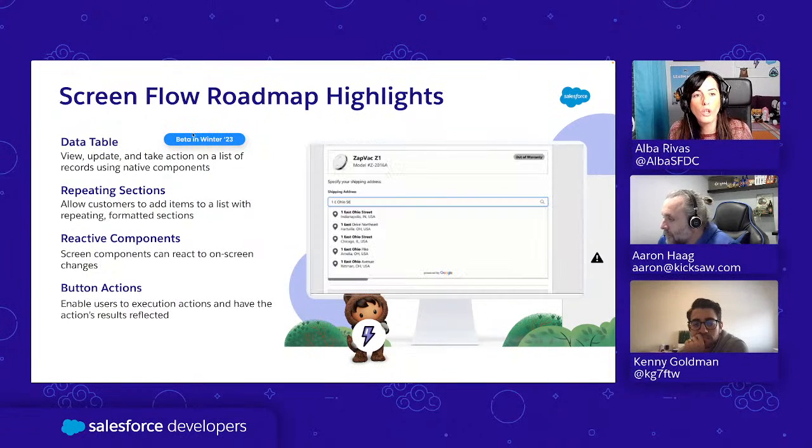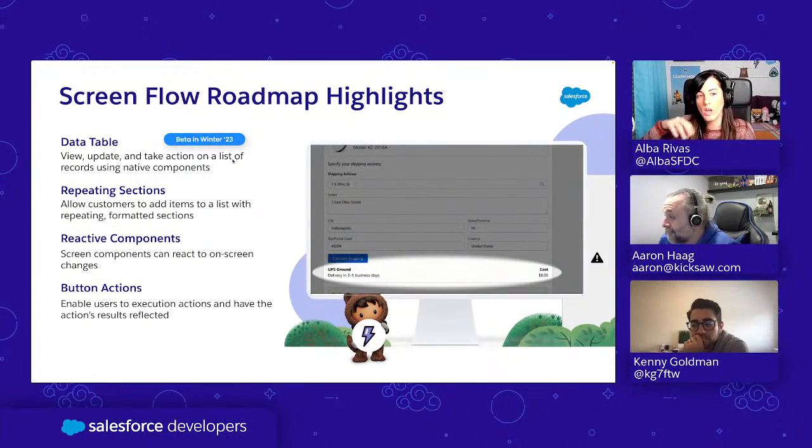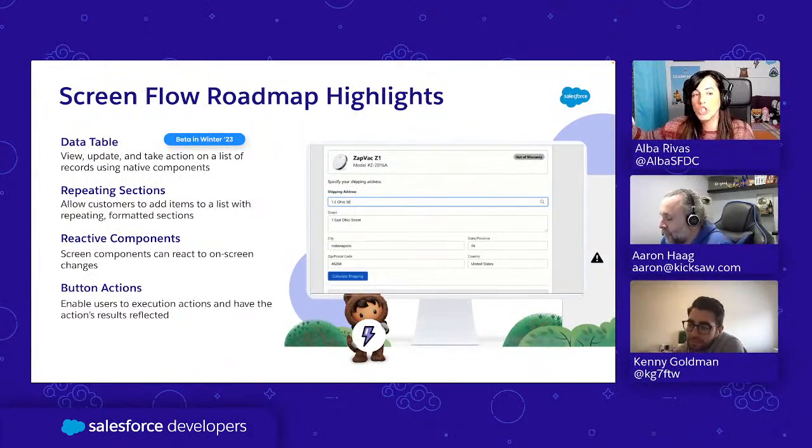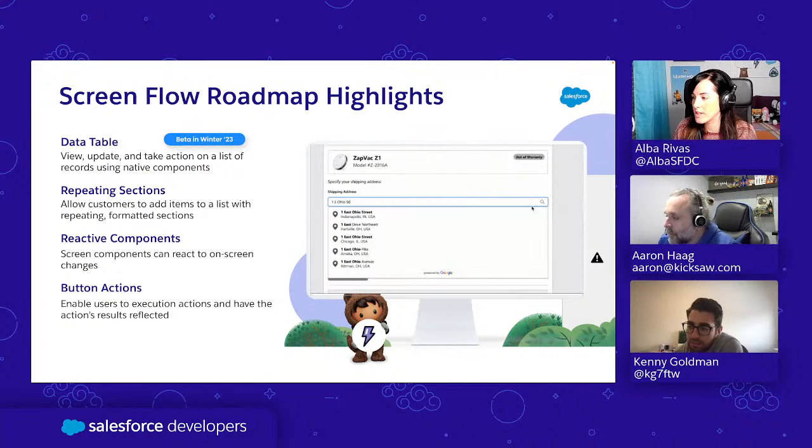Something that also is beta in Winter 23, and that we are going to continue working on to advance it to GA, is the data table component in Flow. Have you seen this component? Have you used this?